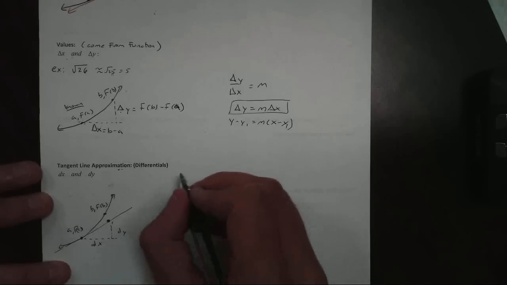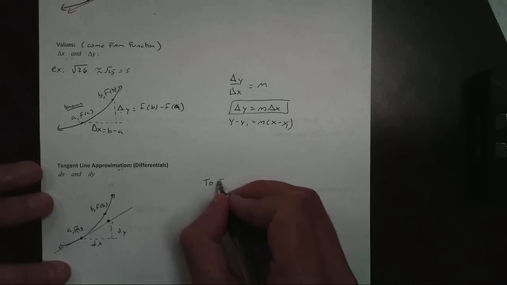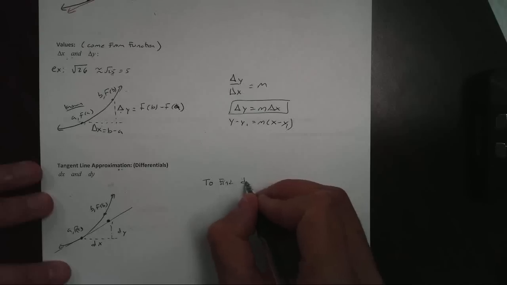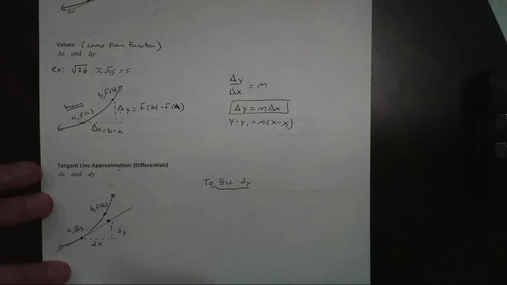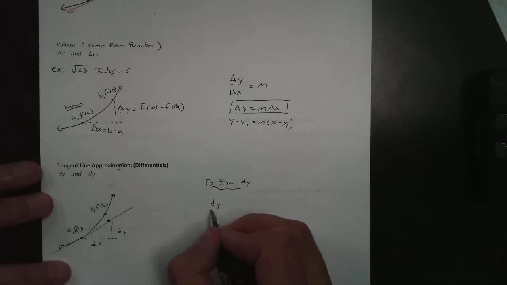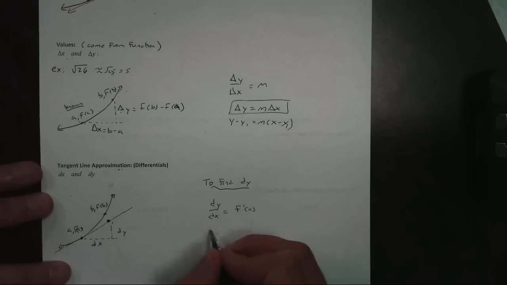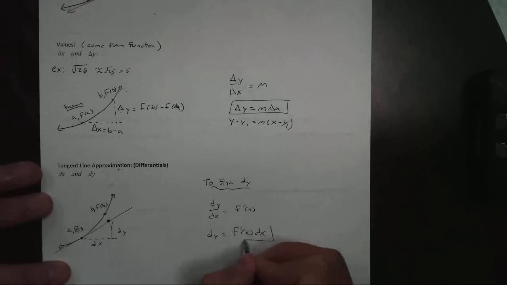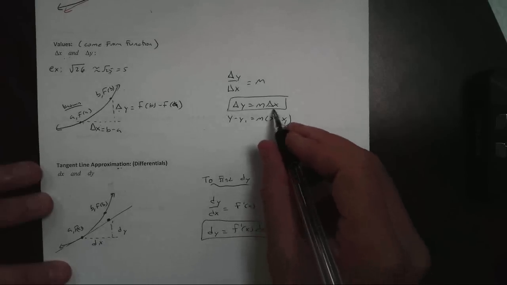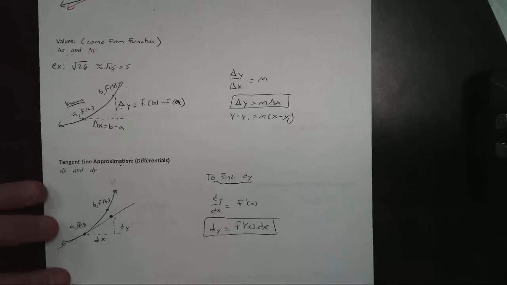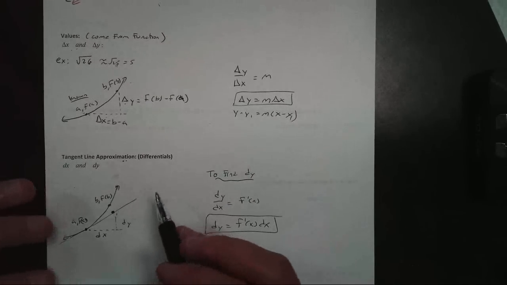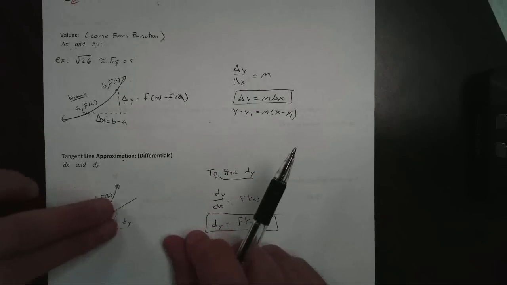So to find dy, we're going to use our slope formula. We know dy dx equals f prime of x. So therefore dy equals f prime of x dx. And if you notice, the exact same formulas up here, but we're now using calculus terms. And also notice the error is going to be smaller.